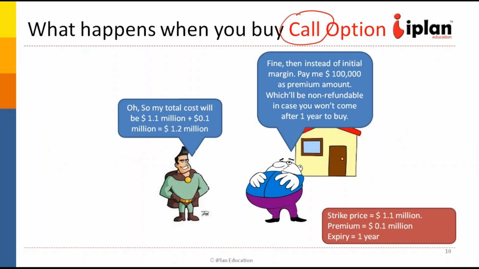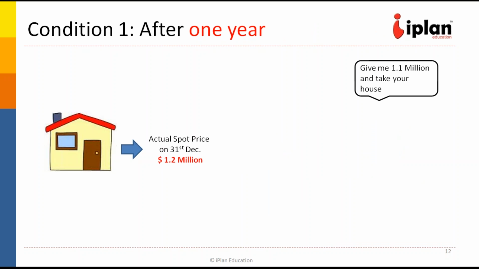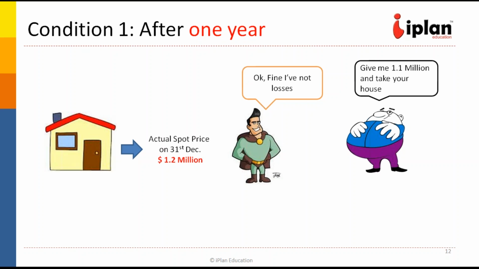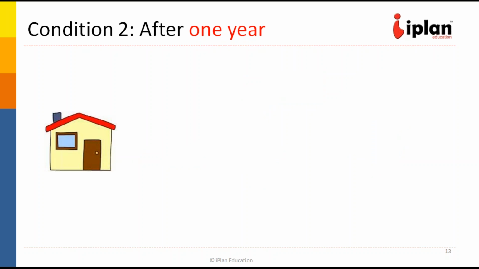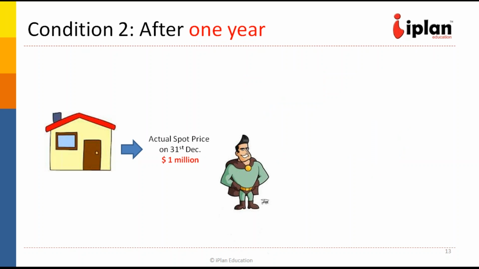Okay, so I'll come back and I'll show you. This 1.1 is the price for the house. So this is the strike price, agreed price for the house. And the premium is extra. So total cost is 1.2. So he is having no profit, no losses, if the actual price on the market on 31st December goes to 1.2 million. Now, condition 2. What happens after 1 year if the spot price goes to 1 million?